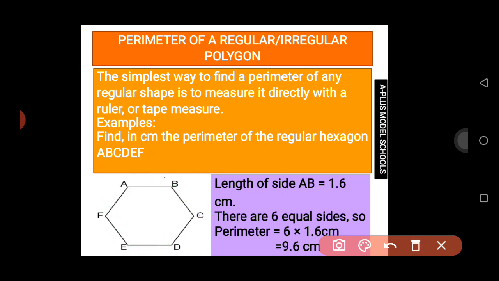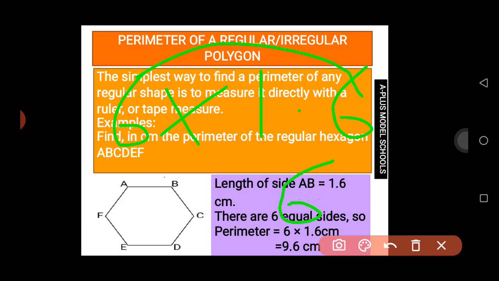So once AB is 1.6 centimeter, then it means all the remaining 5 sides will also be 1.6 centimeter. And to look for the perimeter, that will be 1.6 plus 1.6 plus 1.6 plus 1.6 in 6 places, which is still the same thing as 6 multiplied by 1.6. 6 times 6 will give you 36. Write 6, remainder 3. Then 6 times 1 is 6, plus 3, making 9. So here I have 96.